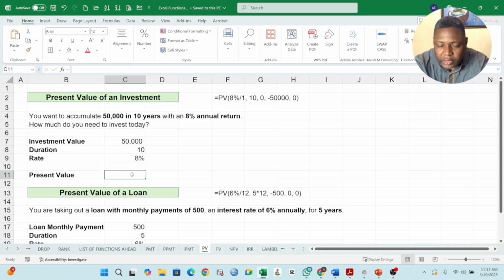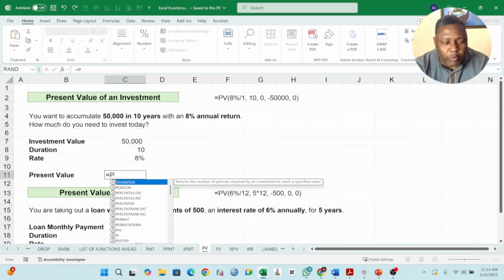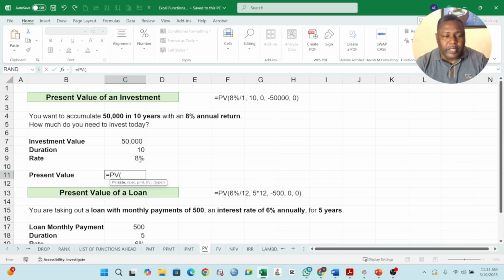Okay? So you want to calculate the present value. So that means how much are you going to have now, or how much do you need to invest now to get that value? So you will say equals PV. You pick your rate. So since it is an annual rate, you either leave it this way or you divide by 1. But if you leave it this way, it's still the same. But just to indicate that it's annual rate, you probably want to divide by 1. But if you do it without the division, it's still fine. It's still the same thing because it is annual rate.